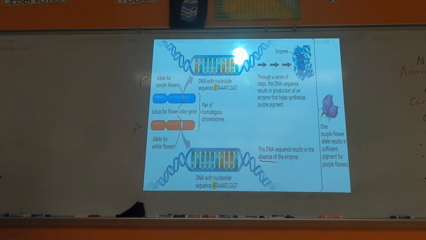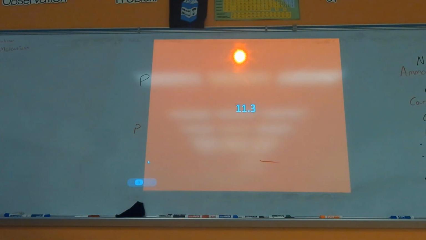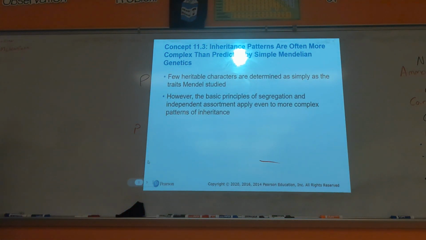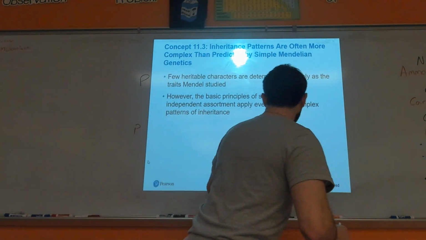Okay. All right. Get my cursor over here. So 11.3, it's looking at the traits Mendel was looking at, like purple and white flowers and stuff like that.